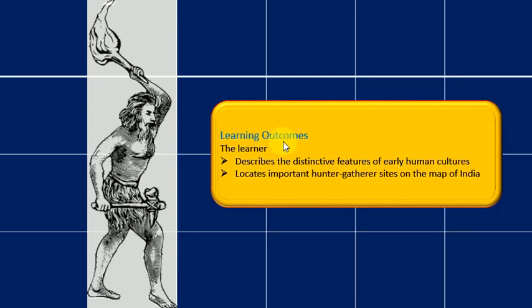Learning outcomes of the presentation are: the learner describes the distinctive features of early human cultures. The learner locates important hunter-gatherer sites on the map of India.